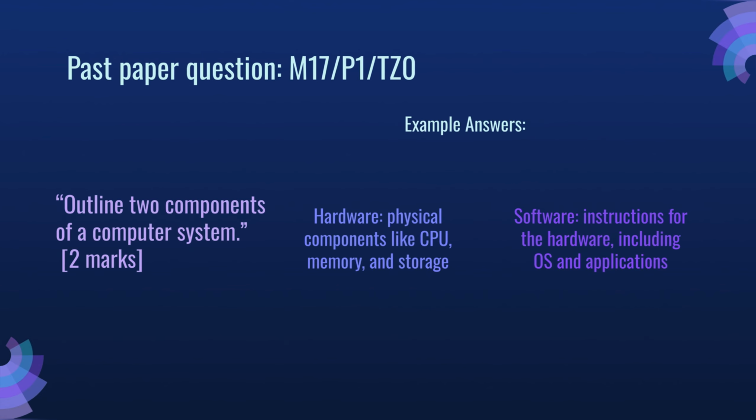In the year 2017, paper 1, time zone 0, we saw this question in an IB exam. It says, outline two components of a computer system, and it is worth 2 marks. As it is worth 2 marks, we know that we have to outline 2 components and give a brief explanation of these. For example, going simple, we can mention hardware, being the physical part of the system, and software, the programs and instructions that tell the hardware what to do. This would be more than enough to secure those 2 marks.